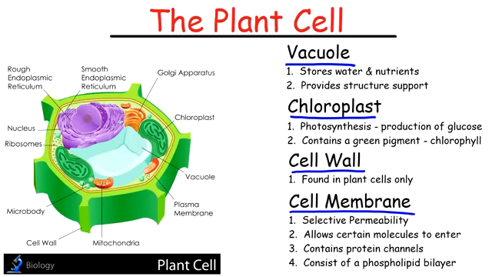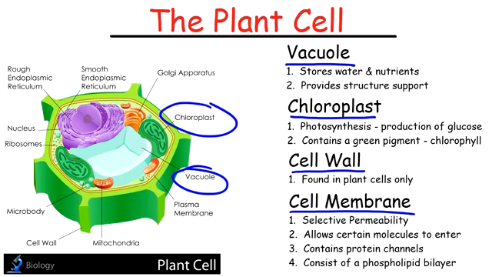So far, we've been talking about animal cells. But now let's talk about the plant cell, because even though they are similar, the plant cell has some characteristics that are not found in the animal cell. The first of which is the presence of a very large vacuole. This vacuole stores water and nutrients, and at the same time, it provides structural support to the cell by means of the hydrostatic pressure that it generates.